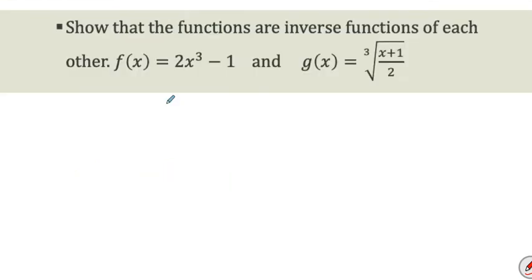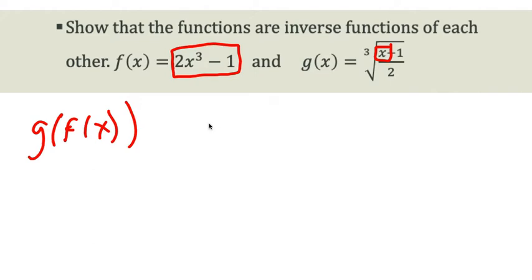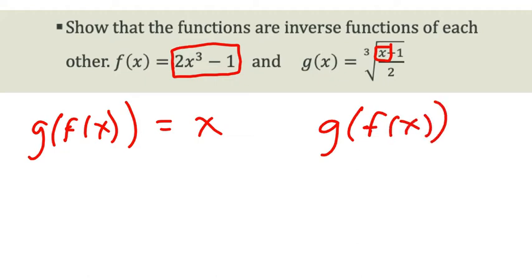All right. Now, how do we show that functions are inverses of each other? Well, like I had said on that second slide, we're going to take this 2x cubed minus 1, and we're going to plug that in here for this x value. So we're going to do g of f of x, and we're going to show that this is equal to x. Now, you could do just the opposite. You could do f of g of x. Doesn't matter. Basically, that would require you to take, let me erase this stuff here.